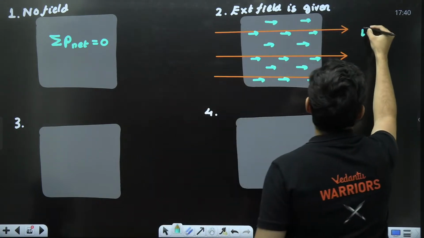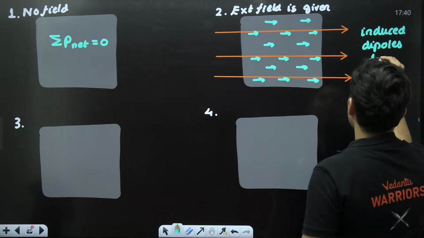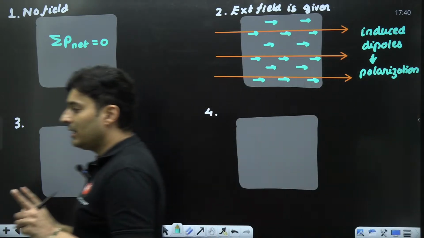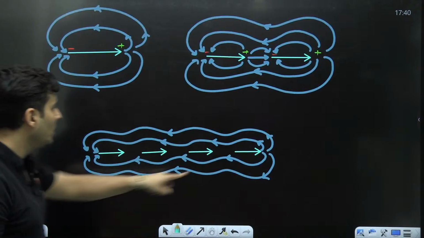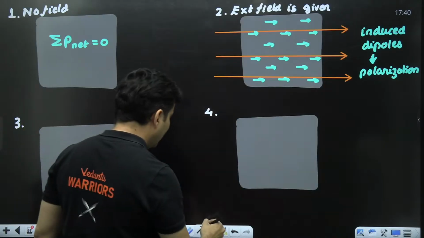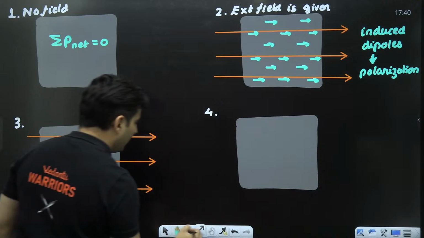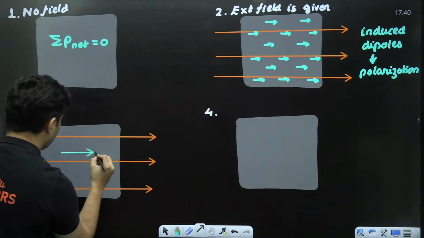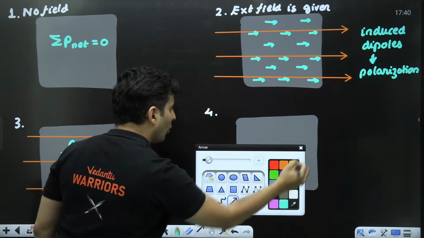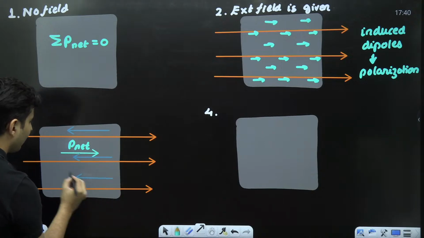So there will be induced dipoles, and that is basically polarization starts. The moment polarization starts, what will those dipoles do? So many dipoles, what will they do? They will create an electric field opposite to the dipole moment, which means inside that solid, which has an external field and a net dipole moment in this direction, it will create its own electric field in the opposite direction like this.